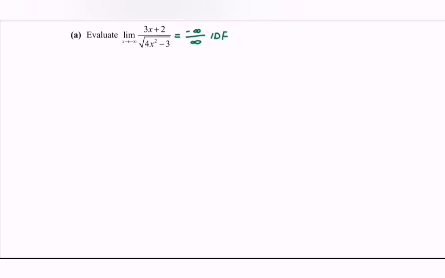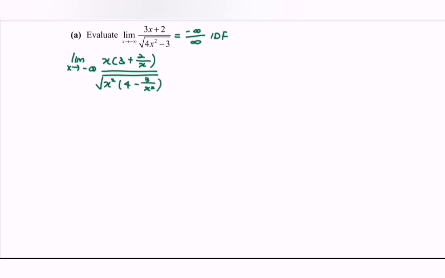So the suggested strategy would be dividing the numerator and the denominator by the highest power of x of the denominator. In this case, the highest power in the denominator will be the square root of x squared, meaning that it is x. So first, we factor out the x for the numerator. Limit when x approaches negative infinity, we factor out the x and we have 3 plus 2 over x, over the square root, factor out the x squared, so we have 4 minus 3 over x squared.